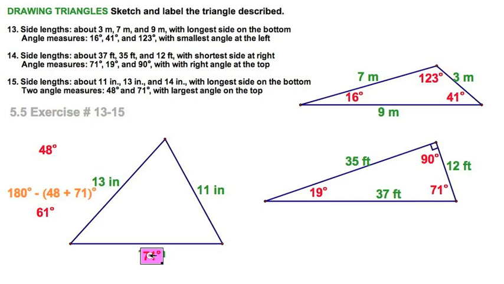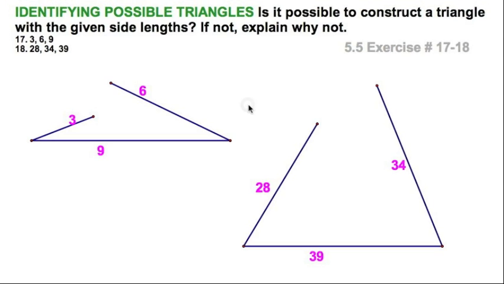Largest angle, opposite the largest side. And let's go for the middle, opposite the middle. And the wee angle, opposite the smallest side. And that's it. Well, two quick exercises. Can these three sides be triangles? Number 17: 3, 6, 9.